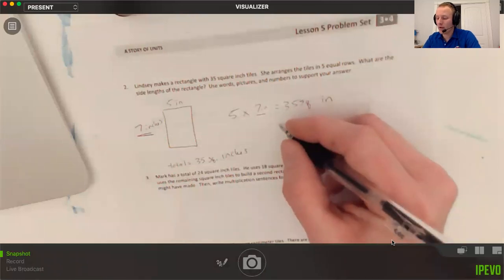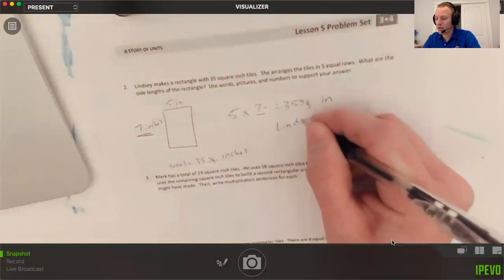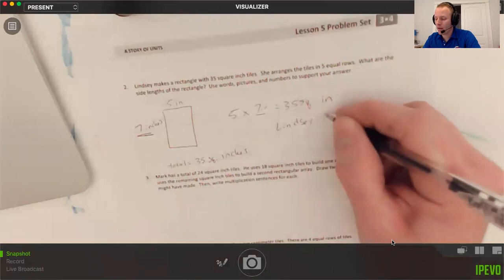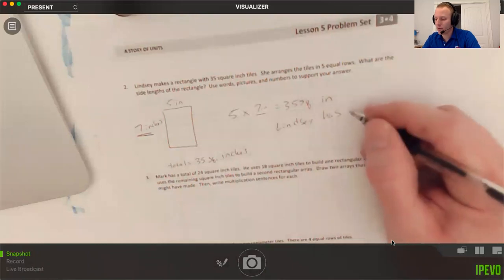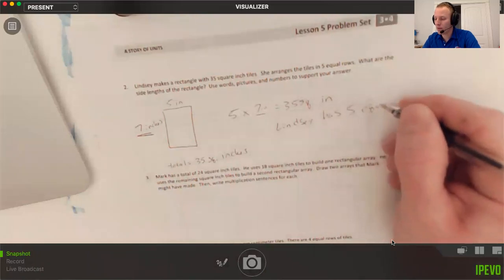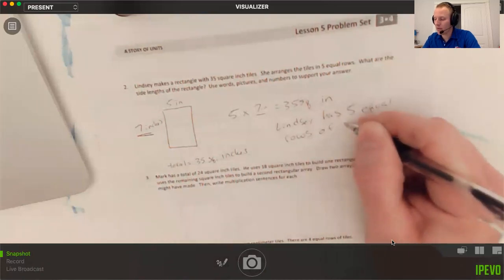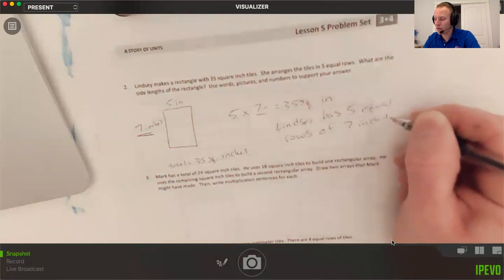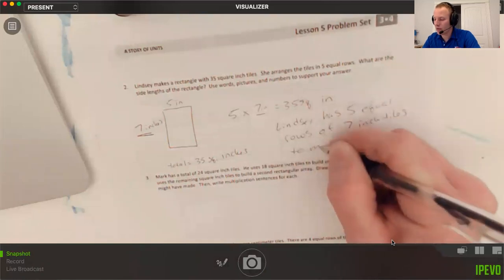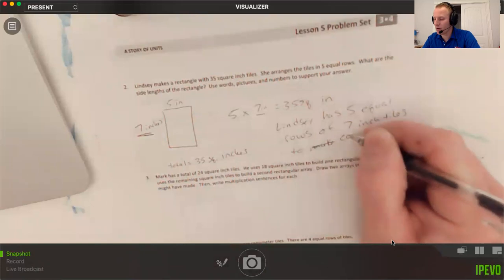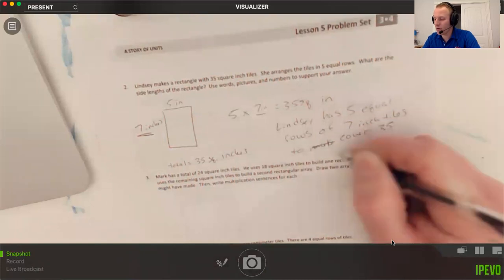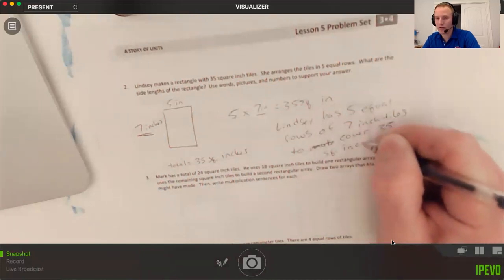So I'd say Lindsay has 5 equal rows of 7-inch tiles to cover 35 square inches.